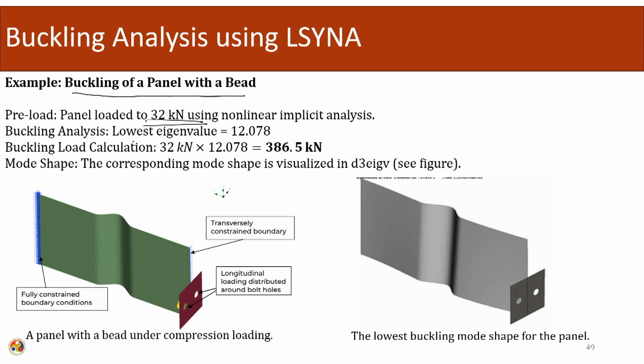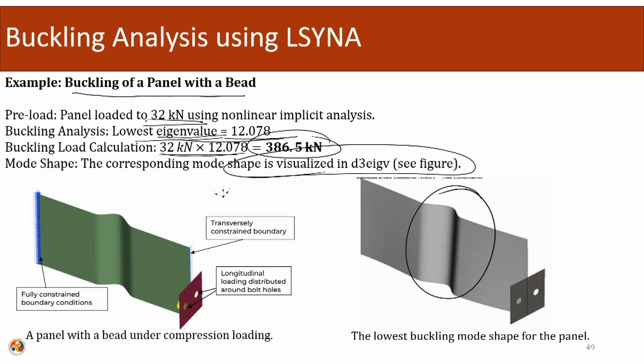When we perform the buckling analysis, the lowest eigenvalue we got is 12. What we have learned is that we multiply the eigenvalue with whatever load is given, and we get the value of the buckling load. The mode shape corresponding to it is visualized in 3D. So this is the mode shape.